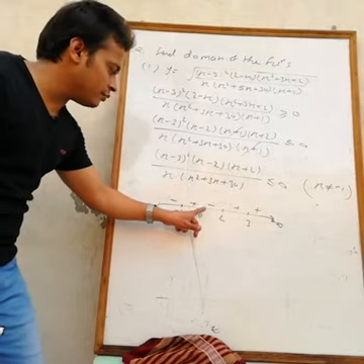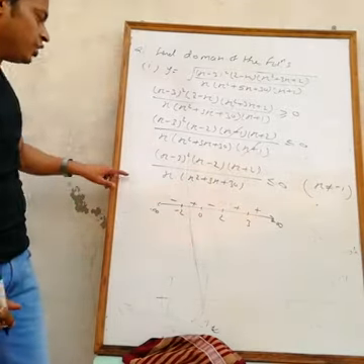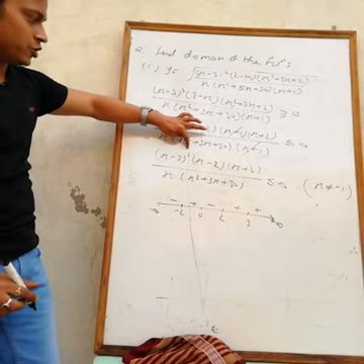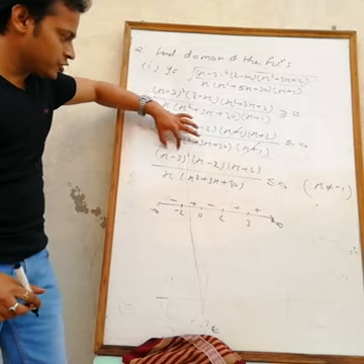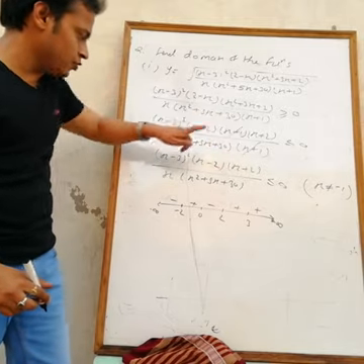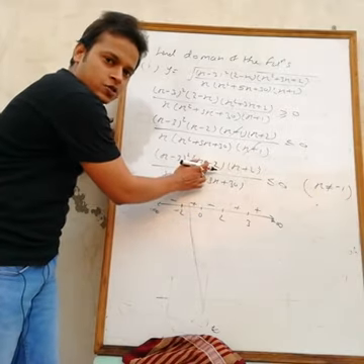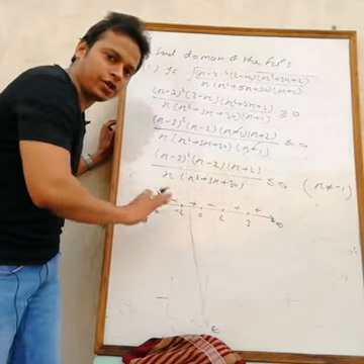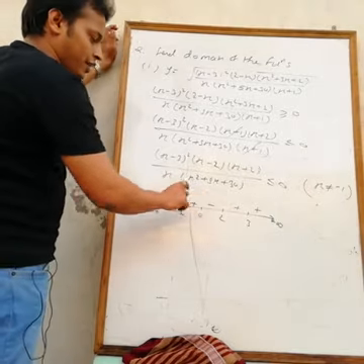Suppose you want the sign between 0 and 2. Any value between 0 and 2, suppose 1. Put 1. Then this one is always positive because of the square. 1 minus 2 is negative. So this one is positive, negative, positive, positive, positive. All are positive other than this one, which is negative. One negative and all others positive, so the total becomes negative.